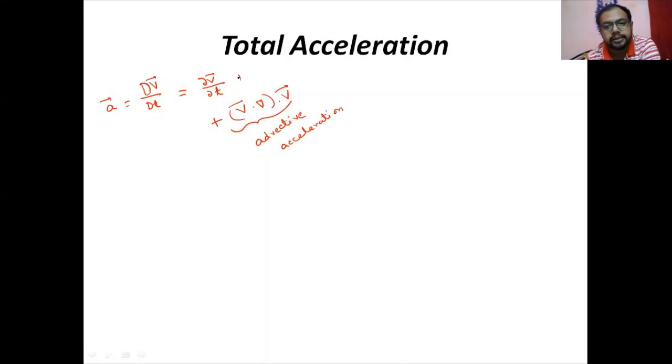The first part is known as the local acceleration, or temporal acceleration. So it has two parts. The material derivative is this one, d by dt, which is the material derivative or substantial derivative or total derivative. This total derivative has two parts: one is the partial differentiation part, and the other is the spatial.